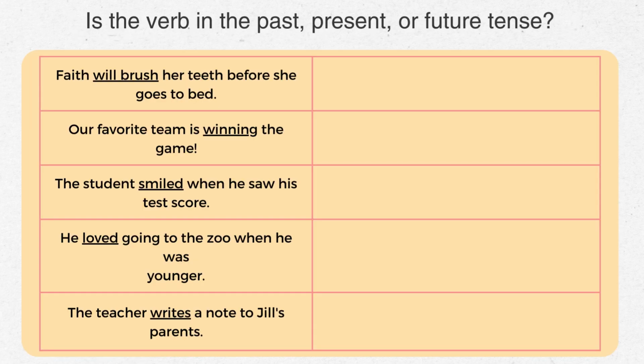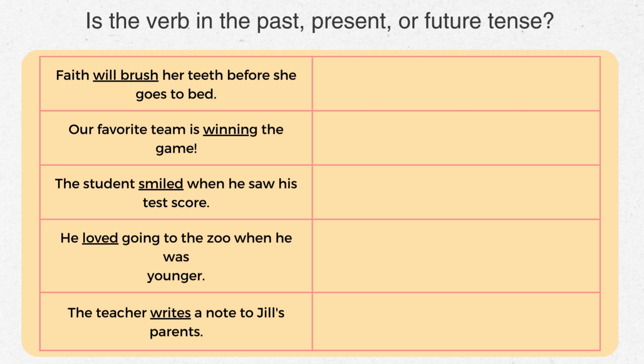Now we're going to practice identifying if a verb is in the past, present, or future tense. Example number 1. Faith will brush her teeth before she goes to bed. Will brush. Is that in the past, the present, or the future? Pause the video. Our favorite team is winning the game. Winning. Is that in the past, the present, or future tense? Pause the video.